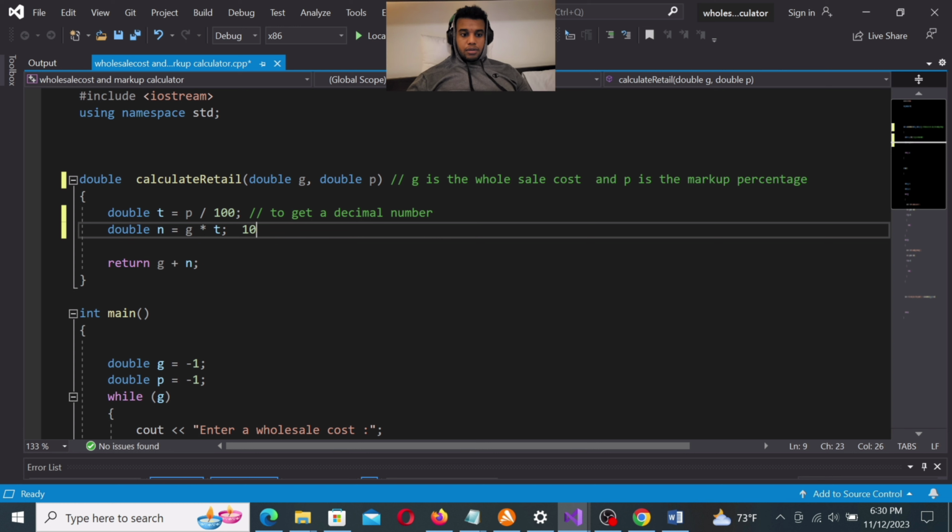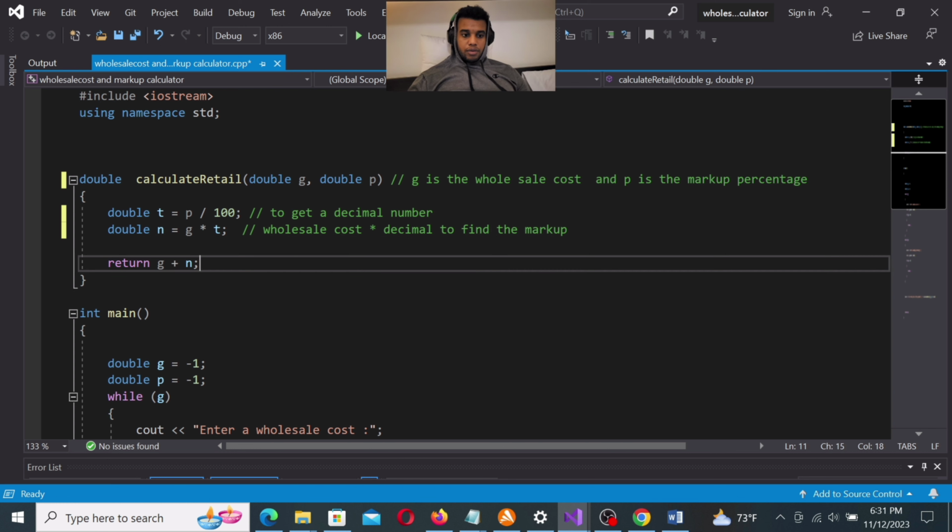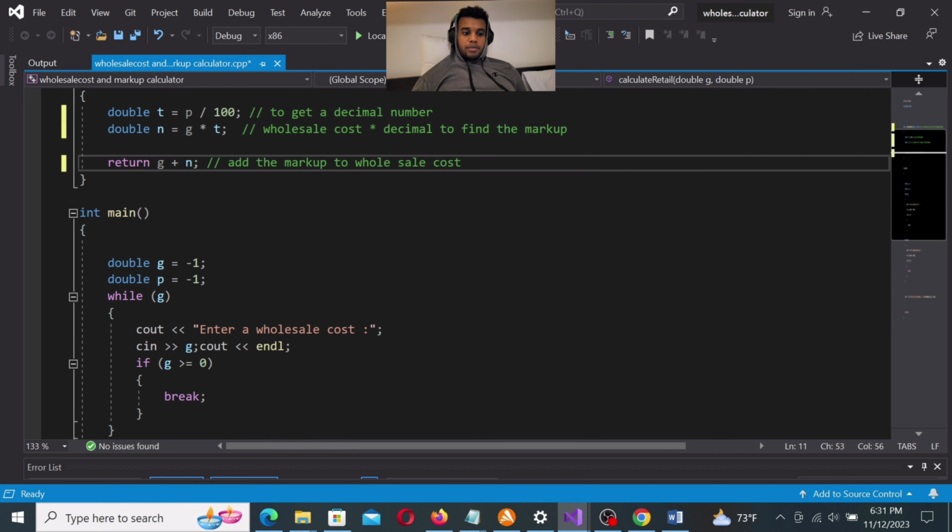So for example, we take the wholesale cost, and we multiply it by our decimal, which is our T, our decimal number. That finds the markup. And here we just add the markup to the wholesale cost. So that's how the function works. And then we go to the main function.